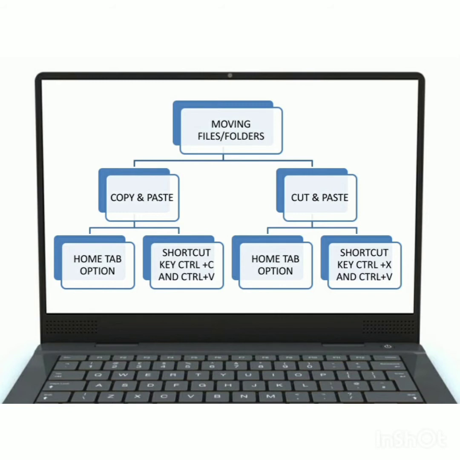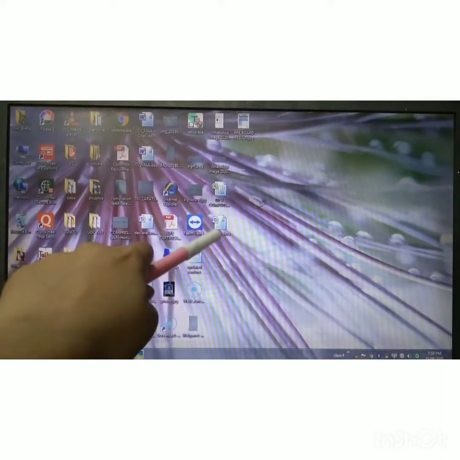Kids, this is very important for you. You are required to draw this table or diagram in your computer fair copy and learn them. Okay, let's see how these two work practically. Kids, you are able to see that there is a file called class 4. Now see how I copy it and paste it to another location. Just right click on it.